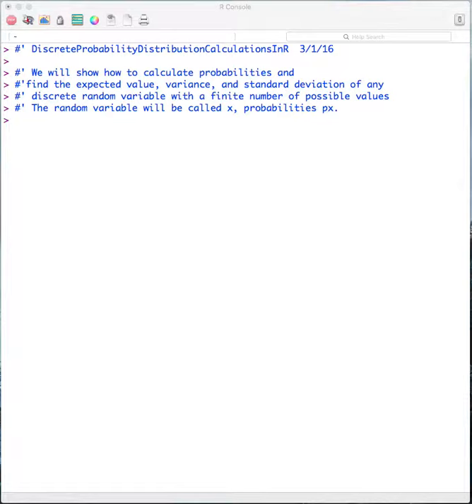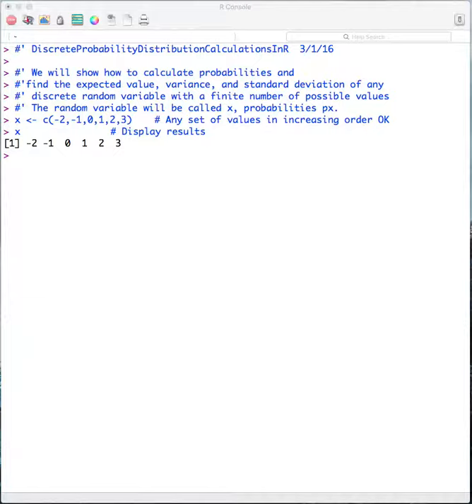This video will show how to calculate probabilities and find the expected value, variance, and standard deviation of any discrete random variable with a finite number of possible values. The random variable will be called x, the probability is px. So let's define x and just display the results.